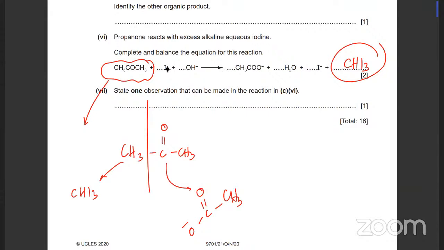Kitna aa raha hai? Oxygen is -2, hydrogen is +1, right? So it's 3 carbons, that's 3x. Plus there's 1 carbon. But I don't want to do that. Let's try and balance this the other way around.